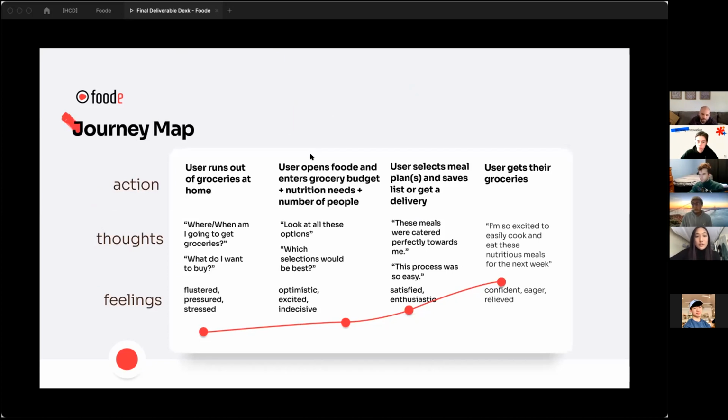Okay, so as for our journey map, first we have that the user runs out of groceries at home. So they're thinking, where am I going to get groceries? What do I want to buy? So they're feeling flustered, pressured, a little bit stressed.